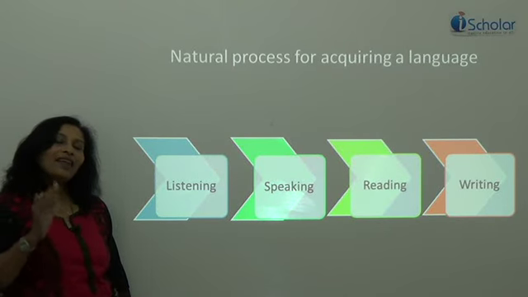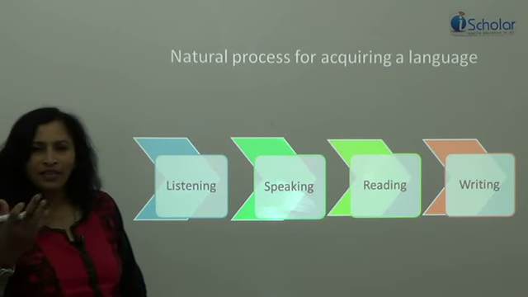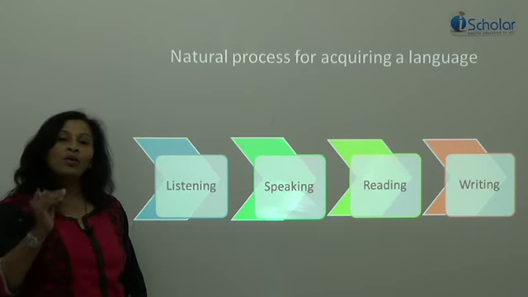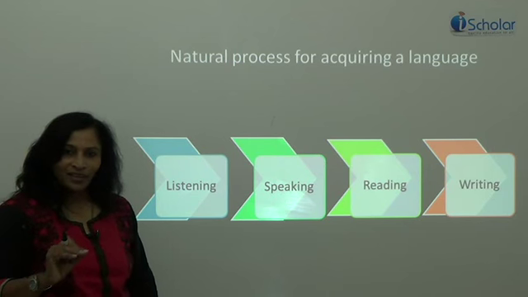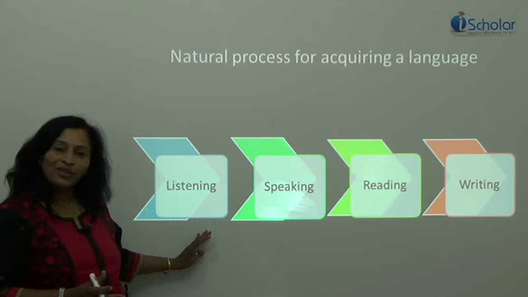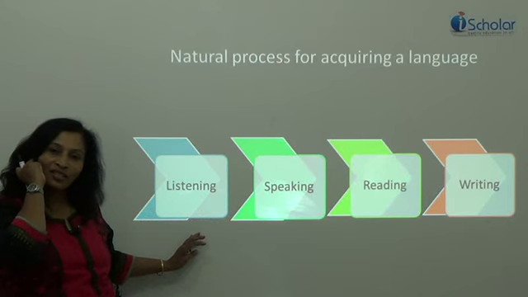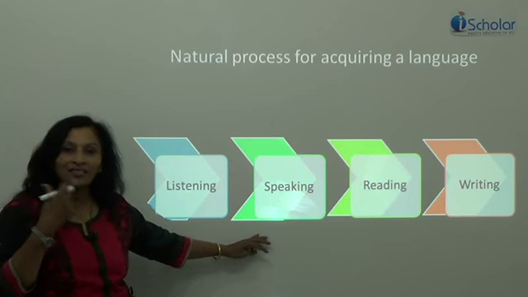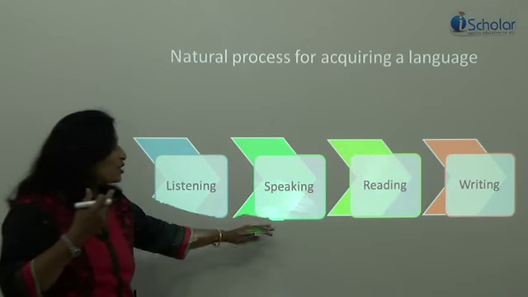Now, let's see the natural way in which any one of us acquire a language. A child, for example. How does a child acquire language at home? A newborn baby in the house, right? What does a child do? The child listens to sounds. Correct? And then he begins to imitate the sounds. That means he begins to speak.